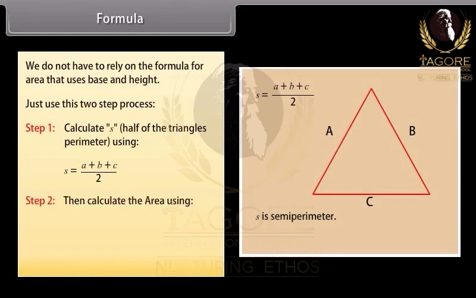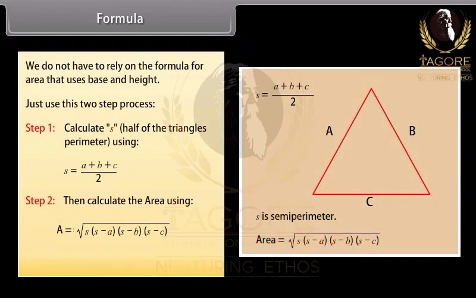Then calculate the area using A is equal to square root of S into (S minus a) into (S minus b) into (S minus c), where a, b and c are the sides of the triangle.